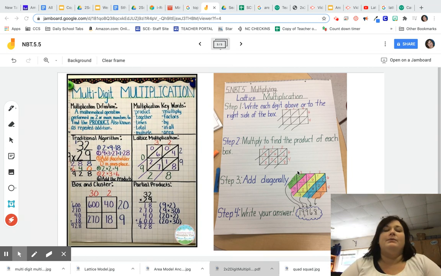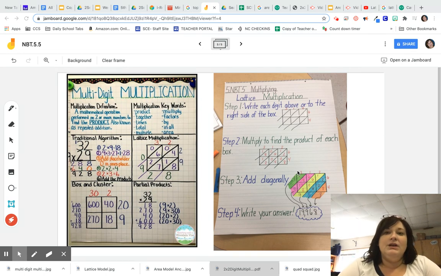So I'm going to have a video lesson by Khan Academy displaying the lattice model, but I wanted to go over exactly what that entails and the steps that it entails. And I wanted to touch on the different strategies of multiplying that you know and that we're going to learn.